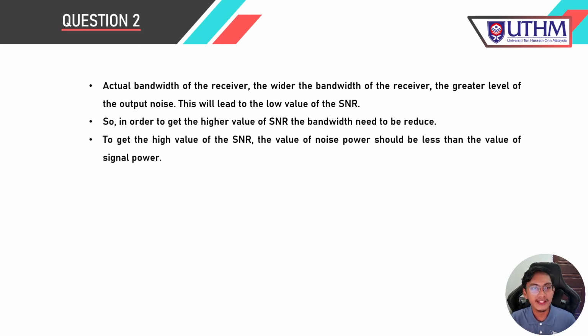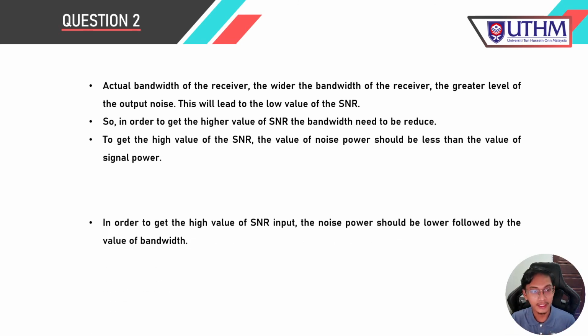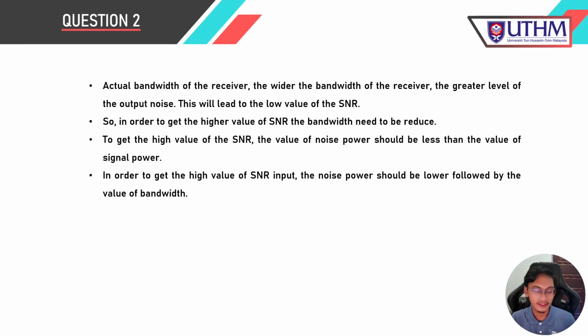And then to get a high value of SNR, the value of noise power should be less than the value of the signal power. And then subsequently, in order to get a high level of SNR input, the noise power should be lower, followed by the value of bandwidth. So it can be concluded that when SNR input is high, the value of SNR output will also be high.